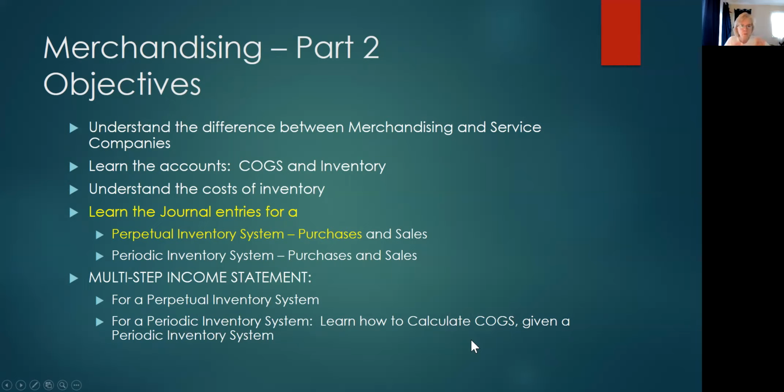So they're basically 2 different methods of tracking inventory. Perpetual is more common now. It didn't used to be. But the periodic is used for certain types of businesses.